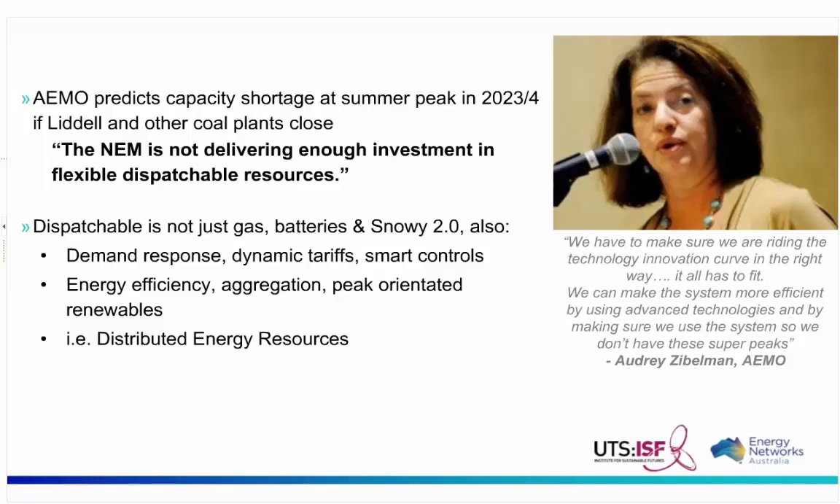So the question is, how do we get the right mix of flexible resources to complement the centralised resources that are there in order to maintain a reliable and an affordable electricity system? That means we need to tap into those decentralised resources around demand response, time of use tariffs, smarter controls, but also around energy efficiency and, where we can, tapping into peak-oriented renewable energy. Collectively, that range of decentralised energy resources.